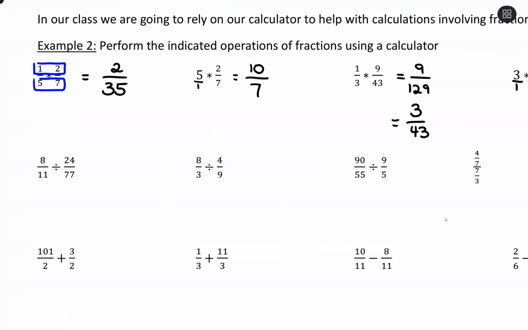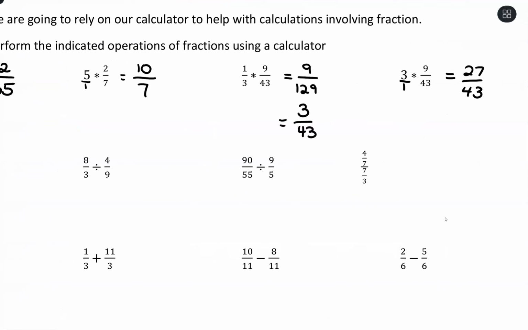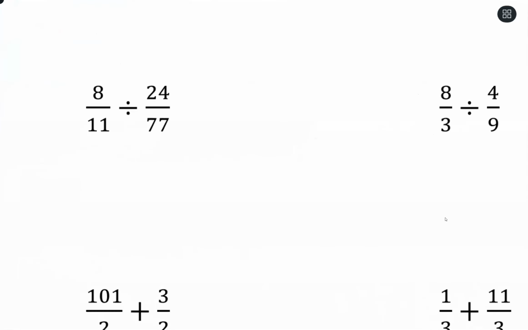Okay, these are going to look a little different in the calculator. In fact, it's most often going to look like this at the end here with that 4 over 7 and then over 7 over 3. But let's talk about these. So division in a calculator often shows up as a slash. So it's like there's this big slash between 8 over 11 and 24 over 77.